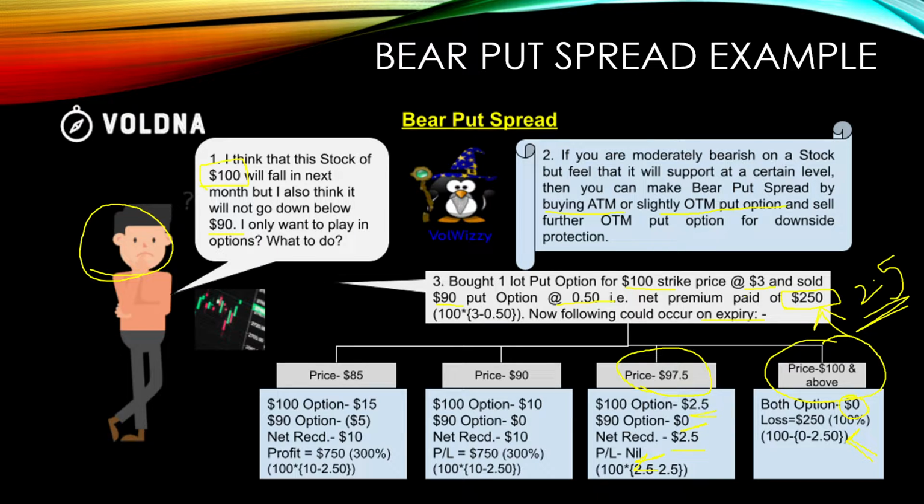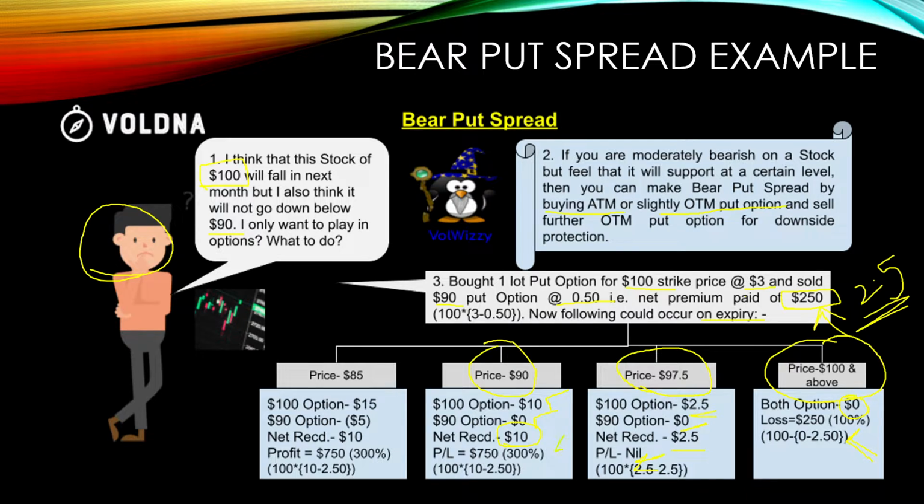What would happen if the stock expires at $90? The $100 put option will expire at $10, the $90 option will expire at $0, and he will receive a net $10 on the expiry. So what would be his profit? He collected $10 on expiry, he paid $2.5 on purchasing the option, so his net profit will be $750.